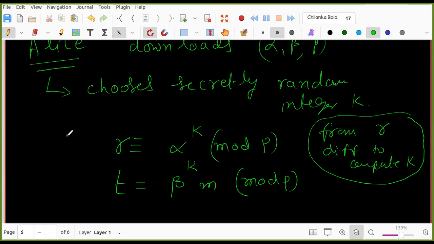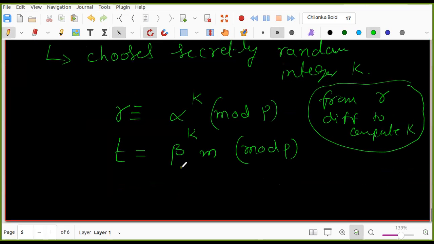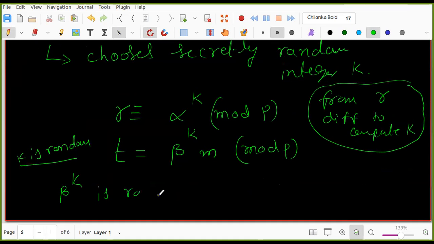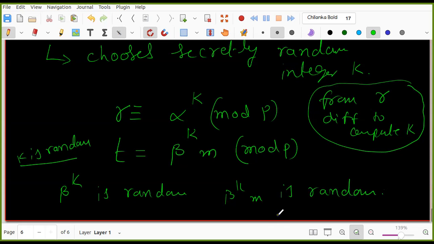Next, look at beta power K. Beta is known, K is not known. Since K is random and no one knows it, beta power K is random. So beta power K into M is random. Even though M is chosen, when you multiply it with this, it becomes random. So no one knows the message either, and no one can guess what M actually is.